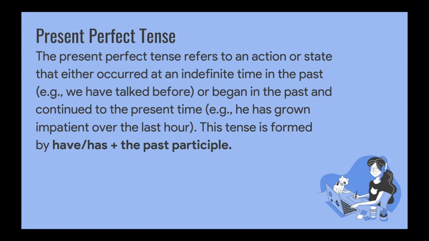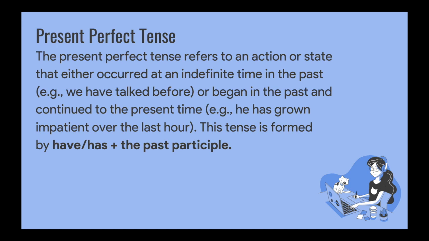Okay, and then let's talk about the present perfect tense. We use the present perfect tense to talk about an action or state that either occurred at an indefinite time, so the time is not clear, in the past. For example, we have talked before. Or it began in the past and continued to the present. For example, he has grown impatient over the last hour.